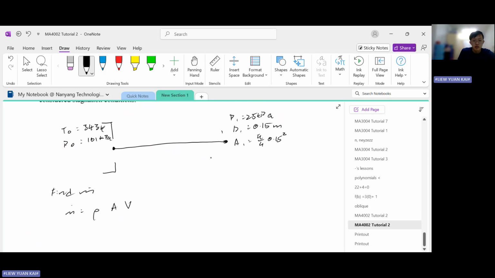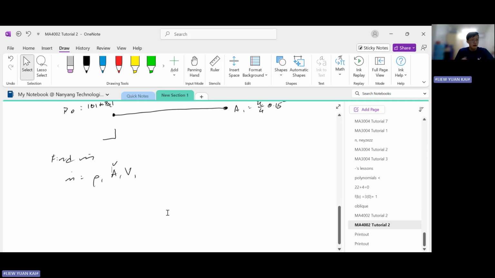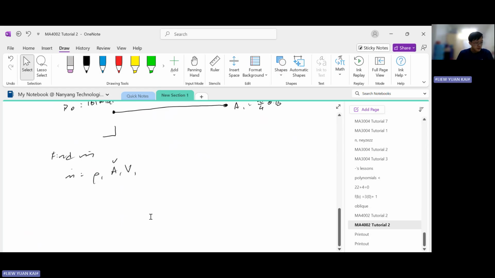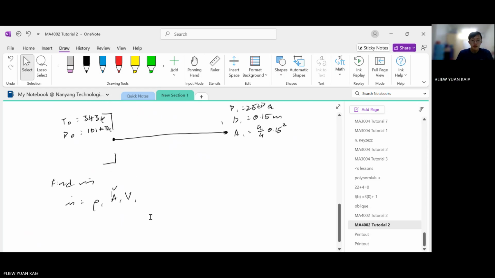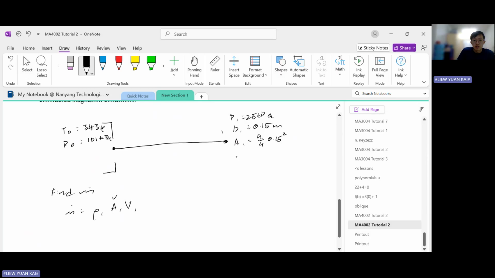I'm going to use the properties at point one. So rho one, A1, V1. We have A1. We do not have rho one or V1. So what are we supposed to do? First, we need to know the Mach number at point one, right? We do not know the Mach number at point one. And Mach number is usually what you need to find first in any type of compressible flow problem, whether it's isentropic, normal shock, Rayleigh flow, or Fanno line flow. You're always going to find the Mach number at a point first.